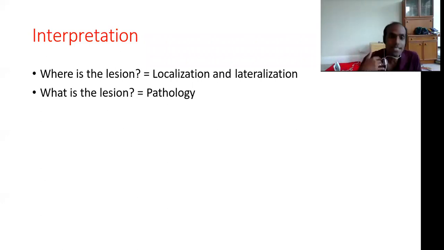The next question is what is the lesion? And that is the etiology or pathology of the lesion. Whether it's an infection, an inflammatory disease, a degenerative disease or a vascular disease, these are all pathologies. And remember that some of them can be addressed with the examination, but some of them you need the history as well. So you maybe won't be able to identify all the pathologies with your examination.